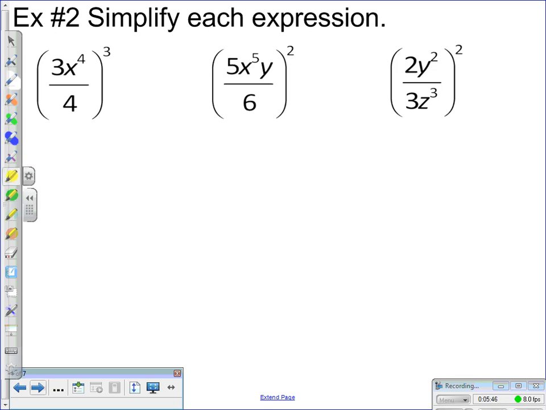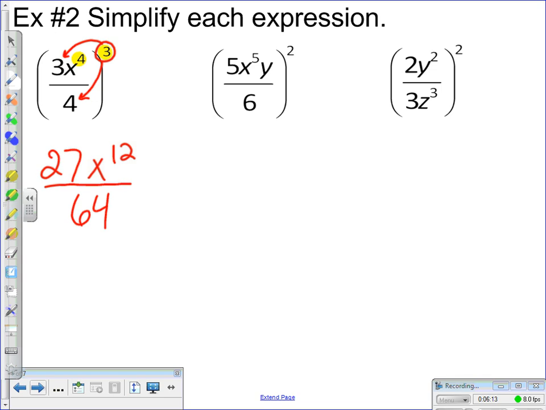Okay, so the 3 is going to come in here and cube 3. 3 times 3 times 3 is 27. Now the 4 and the 3 are exponents. They get multiplied, and that's x to the 12th. And then the 3 is going to come down here and cube the 4. 4 times 4 times 4 is 64. And that's the answer to the first one.